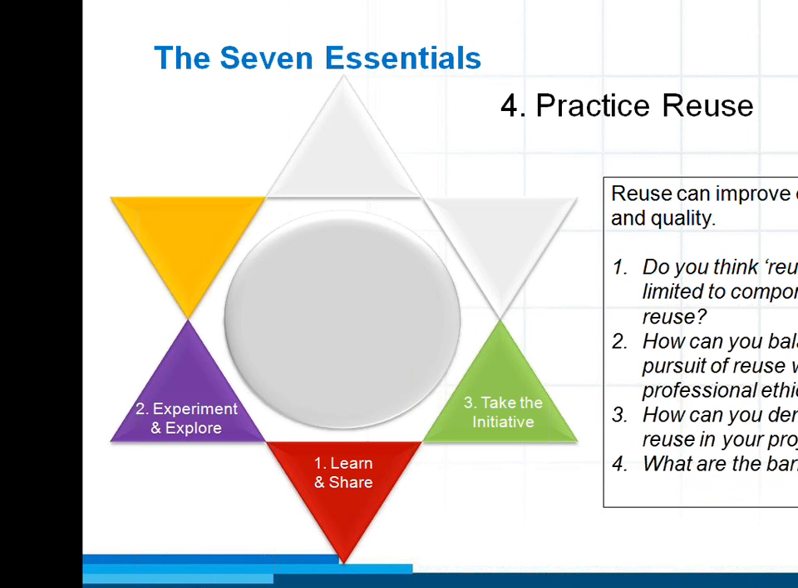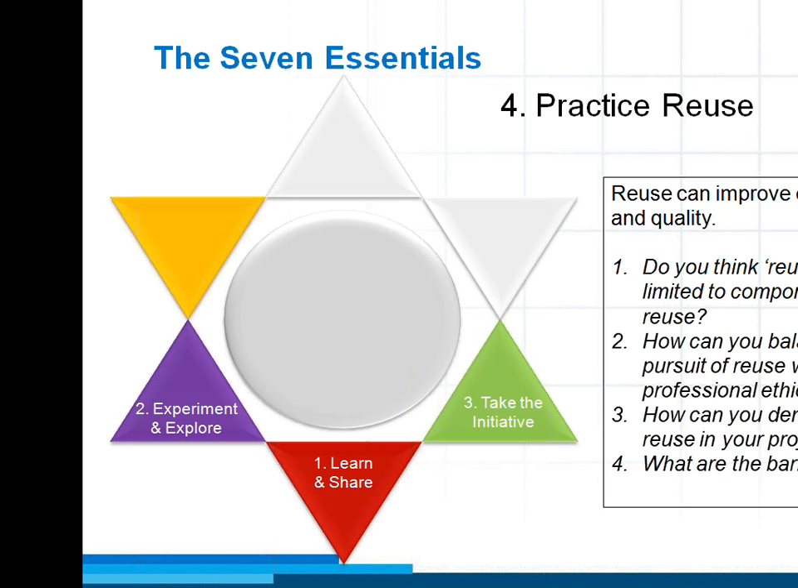Fourth one is about reuse, because reuse can improve efficiency and quality. Efficiency is the time you take to deliver something or the cost you consume to deliver something, etc. Sometimes we think that reuse is limited to software components or hardware components. As project managers, how many of us practice reuse? And how do we nurture the habit of reuse or the culture of reuse?